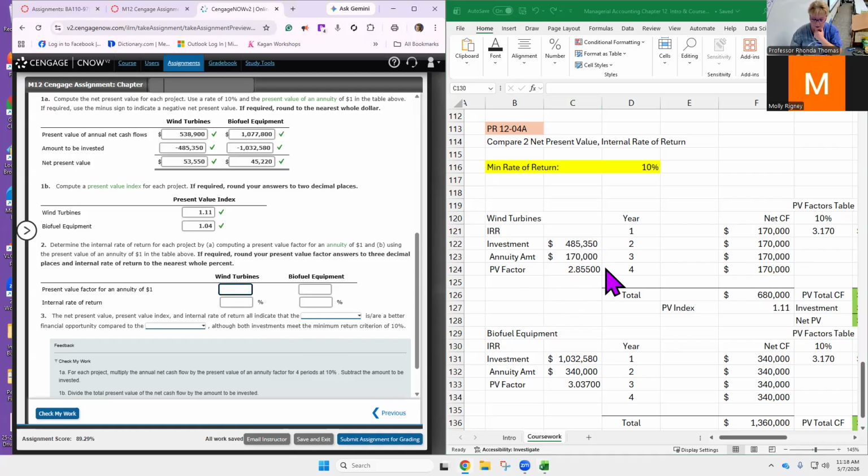So let's put the factor down that we got, and be careful: if required, round your present value factor answers to 3 decimal places. I've got mine at 5 because I wanted to make sure, and both of mine stop at 3. So I'm going to go ahead and key this in, but only to the 3rd. And I'm going to make sure that I put wind where wind goes and biofuel where biofuel goes.